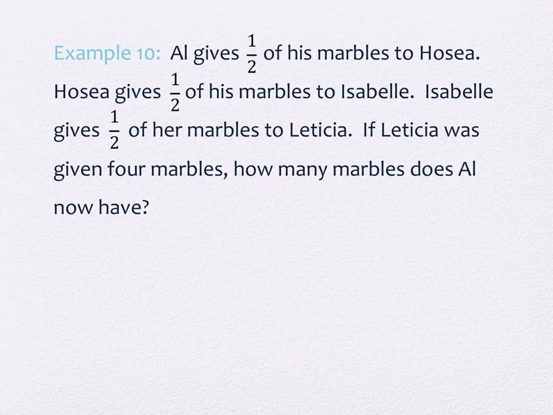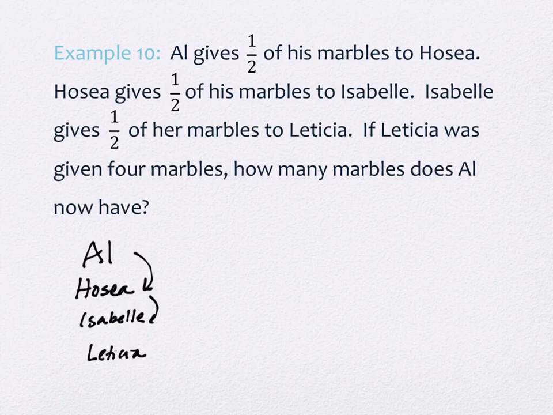Either way, where do we start? We really are going to start with Letitia because we know how many she has. But I'm going to start with the order they were given. So we have Al first, and then Jose, Isabel, and then Letitia. Each of these times they give half of them away. It's times 1/2. So that's a geometric, or exponential, kind of pattern where you're multiplying to get the next term.